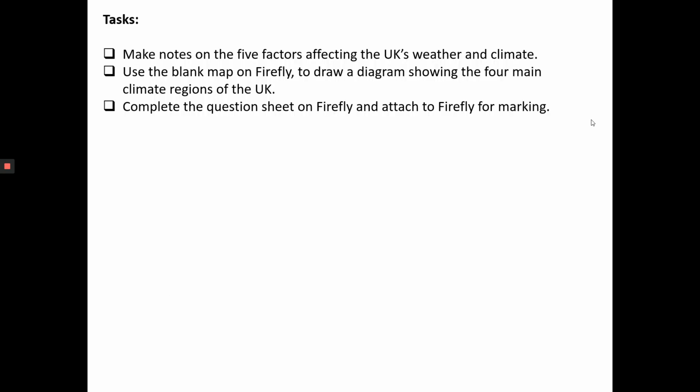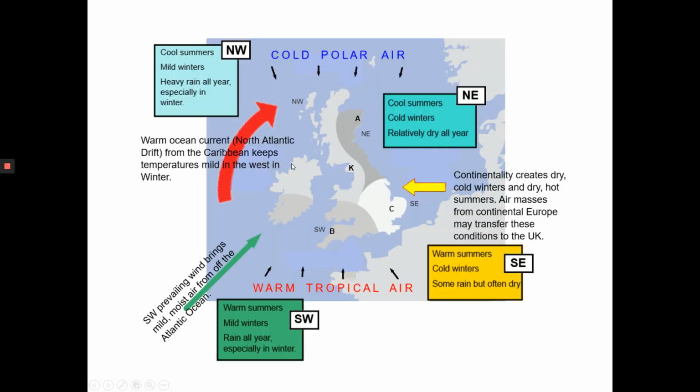So what you now need to do. I am going to attach onto the Firefly task a copy of the textbook page, which you can use in conjunction with this video. And you will need to make some notes on those 5 factors and how they affect the UK's weather and climate. I'm also going to put that blank map or one very similar to it on Firefly as well.